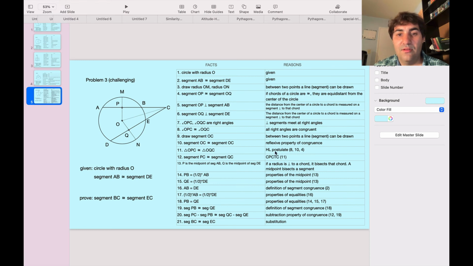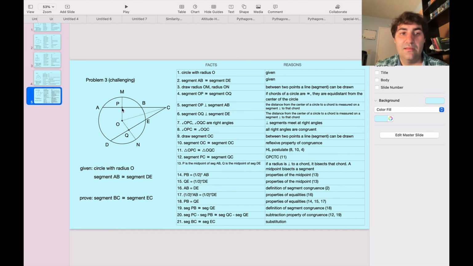Remember, the HL postulate only works when you're dealing with a right triangle, right? We know that it's a right triangle because we have right angles. So segment PC is congruent to segment QC by corresponding parts of congruent triangles are congruent. Okay, so we know that P is the midpoint of segment AB and Q is the midpoint of segment DE, right? Because if a radius is perpendicular to a chord, it bisects that chord, right? And OM is a radius and ON is a radius, right? So it's going to bisect chords AB and DE, right? And the midpoint is the point that bisects the chord, right?